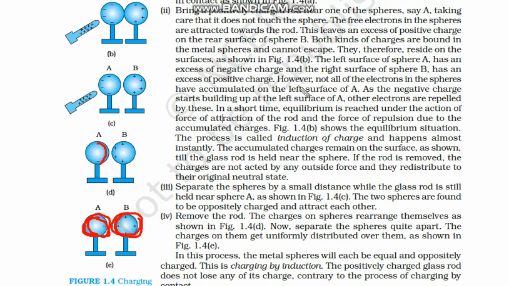Okay, last year a question came on similar grounds. There two pith balls were given, one charged negatively and another charged positively. We will see that sometime after this. The question was how these two metal balls or two pith balls get charged.